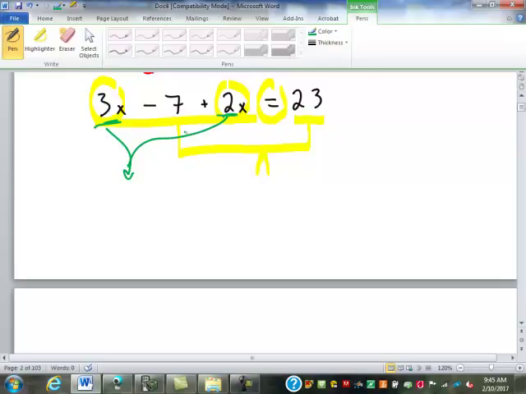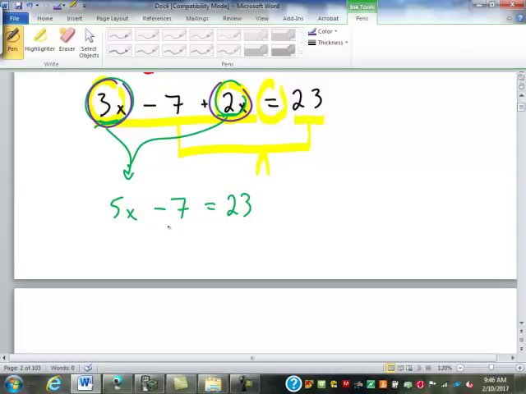It shouldn't, right? They're both on the same side. So I can take 3x and 2x and put them together to get 5x. So 5x minus 7 equals 23. Again, I was only able to do that because the 3x and 2x were on the same side of the equation. They're on the same side of the scale.